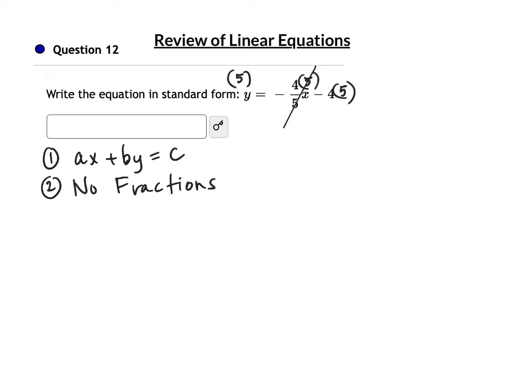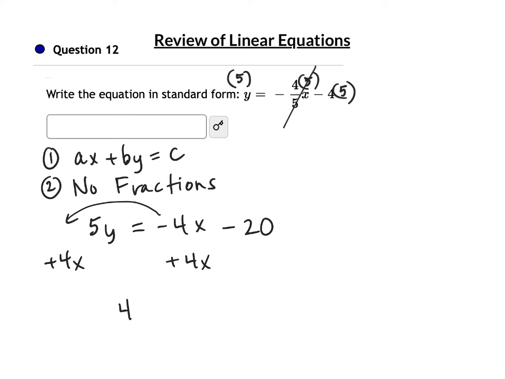These 5's will cancel because 5 divided by 5 is 1. When I multiply by 1, that doesn't have any effect on anything. So we're left with 5y equals negative 4x minus 20. Now you're almost done. All you need to do is move the 4x to the other side. So this is a negative 4x. I'm going to add 4x to both sides. I can't add the 4x and the 5y. They're not like terms. And we're going to put x first because it's ax plus by. That's 4x positive, positive 5y equals negative 20. And this is standard form.